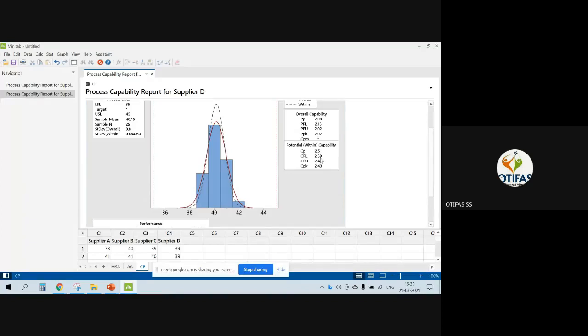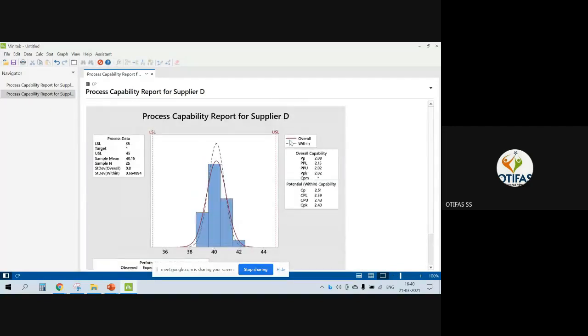Now, where did it shift? I'm confused about where it will shift. So CPU is less. That is why we say that the process is shifted towards the upper side. Is it clear now? Okay, sir. That dotted line is indicating the shift? No, sorry, don't get confused. The dotted line is not indicating the shift.